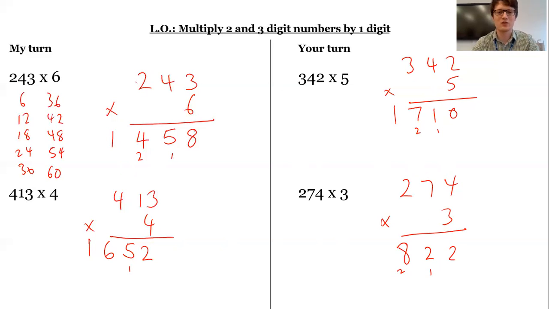So I've got 822. Have a go now at the independent task. See how you get on.